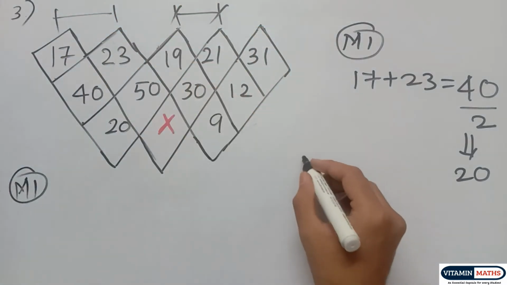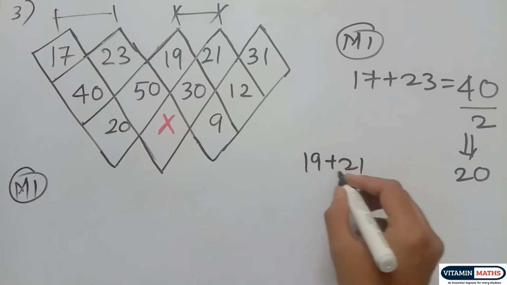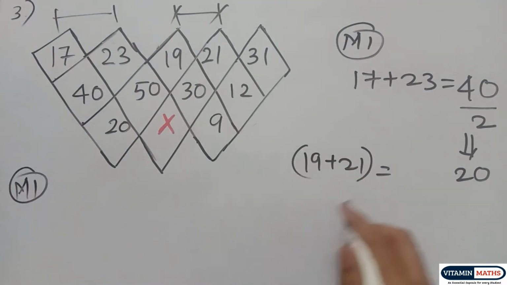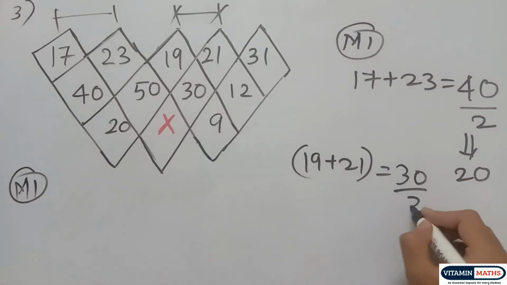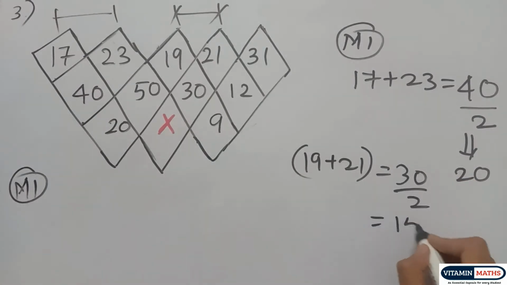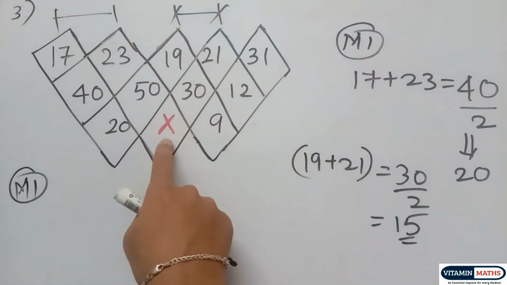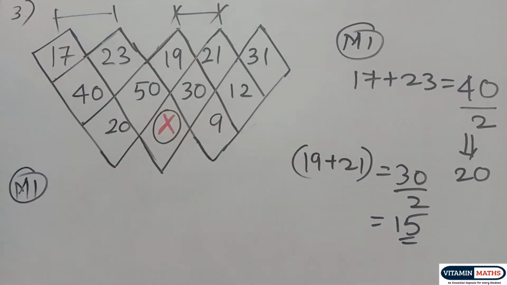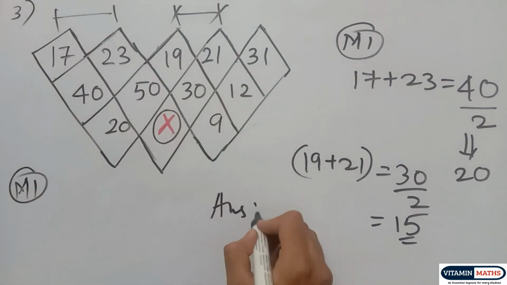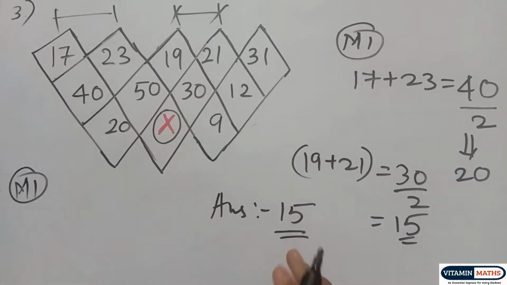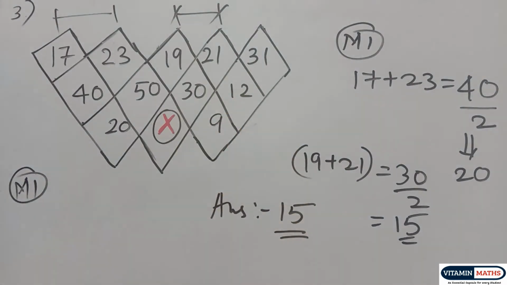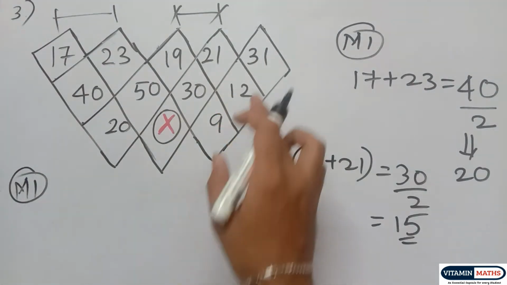Now 19 plus 21 is 40, and 40 by 2 is 20. Whether we are getting 15 here? No. So this is the number that we have to find. We got our answer as 15, but this is not the end of it. We have to check the logic with the other method also.